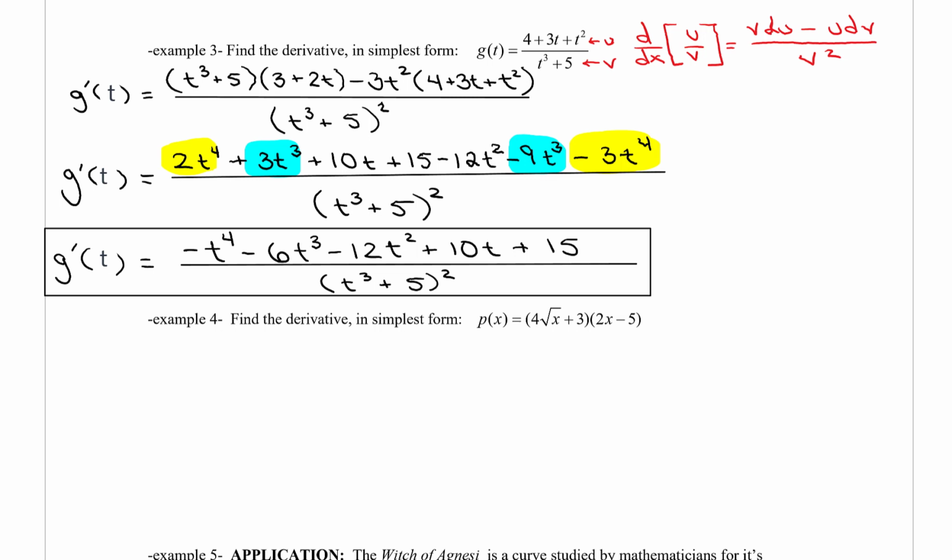Example 4. Find the derivative in simplest form. We have the following function. P of x equals, open up a set of parentheses, 4 times radical x. Outside the radical we have plus 3, then we close the parentheses, times, open up a set of parentheses, 2x minus 5, close the parentheses. I'm going to label the first factor as u and the second factor as v. And then I'm going to write down beneath, right where it says example 4, u times dv plus v times du, which is the product rule for derivatives.